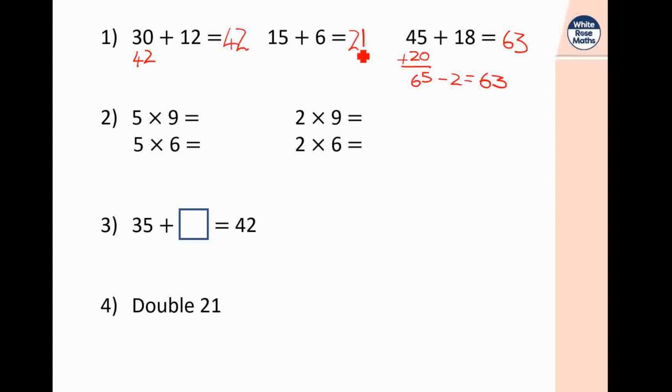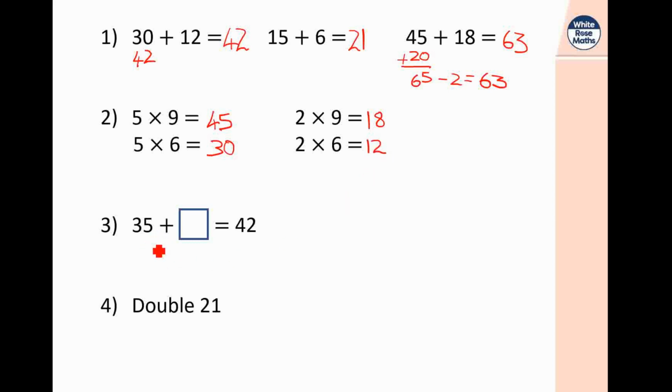How many times does 7 go into 21? Good, 3 times. And how many times does 7 go into 63? 7 times 9, good. Okay, 5 times 9. This is recapping on your... Good, we did this yesterday. We'll continue with the 9 times table. What's 2 times 9? 18. Okay, 5 times 6, 30. 2 times 6, 12. Good.